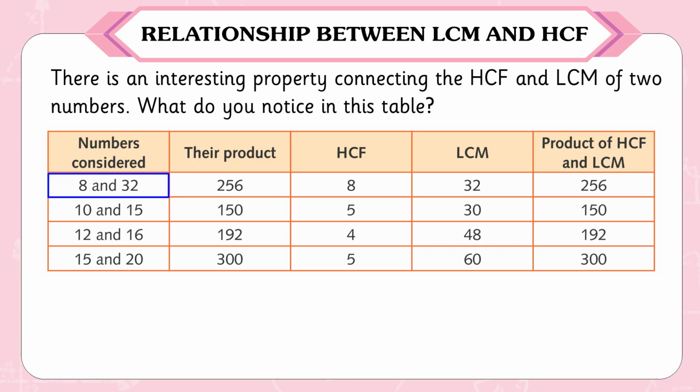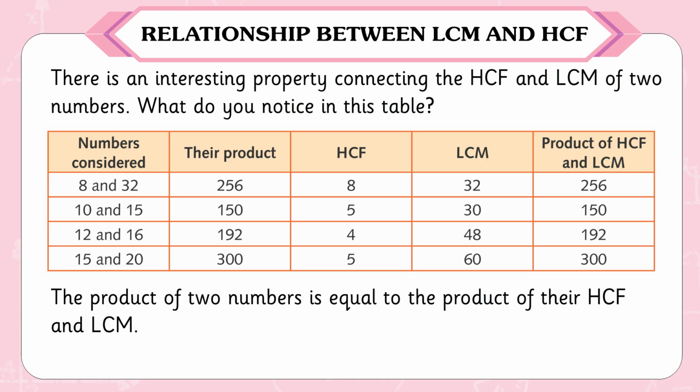8 and 32: product 256, HCF 8, LCM 32, product of HCF and LCM 256. 10 and 15: product 150, HCF 5, LCM 30, product 150. 12 and 16: product 192, HCF 4, LCM 48, product 192. 15 and 20: product 300, HCF 5, LCM 60, product 300. The product of two numbers is equal to the product of their HCF and LCM.